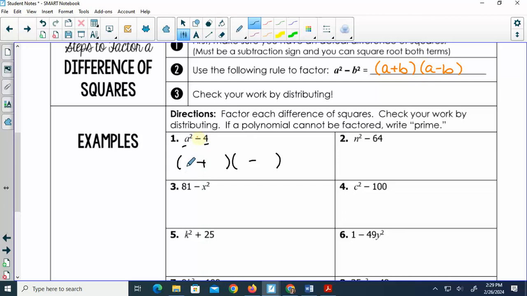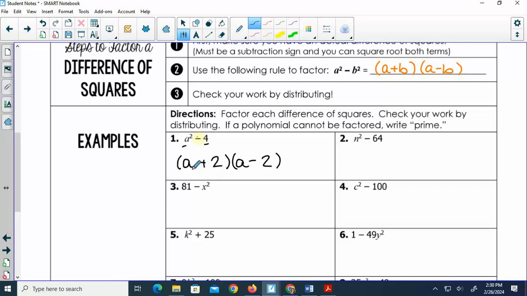So with my a squared, what is the square root of a squared? A. You basically put half the a's in each parenthesis. What is the square root of 4? 2. So this factors into a plus 2, a minus 2. Now, would it matter if you put a minus 2 and then a plus 2? No, because multiplication order doesn't matter, so you can flip those.